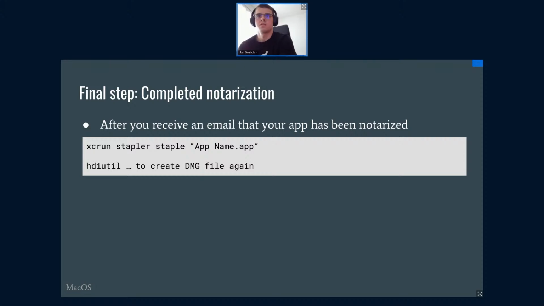Then you have to include this ticket within your application, so your distributed application is identified as notarized next time anyone wants to use it. And to include the ticket in the bundle, you just run xcrun stapler, the application name or the name of the bundle. It includes the ticket. And then you again create the DMG file, which you can finally distribute to your users.